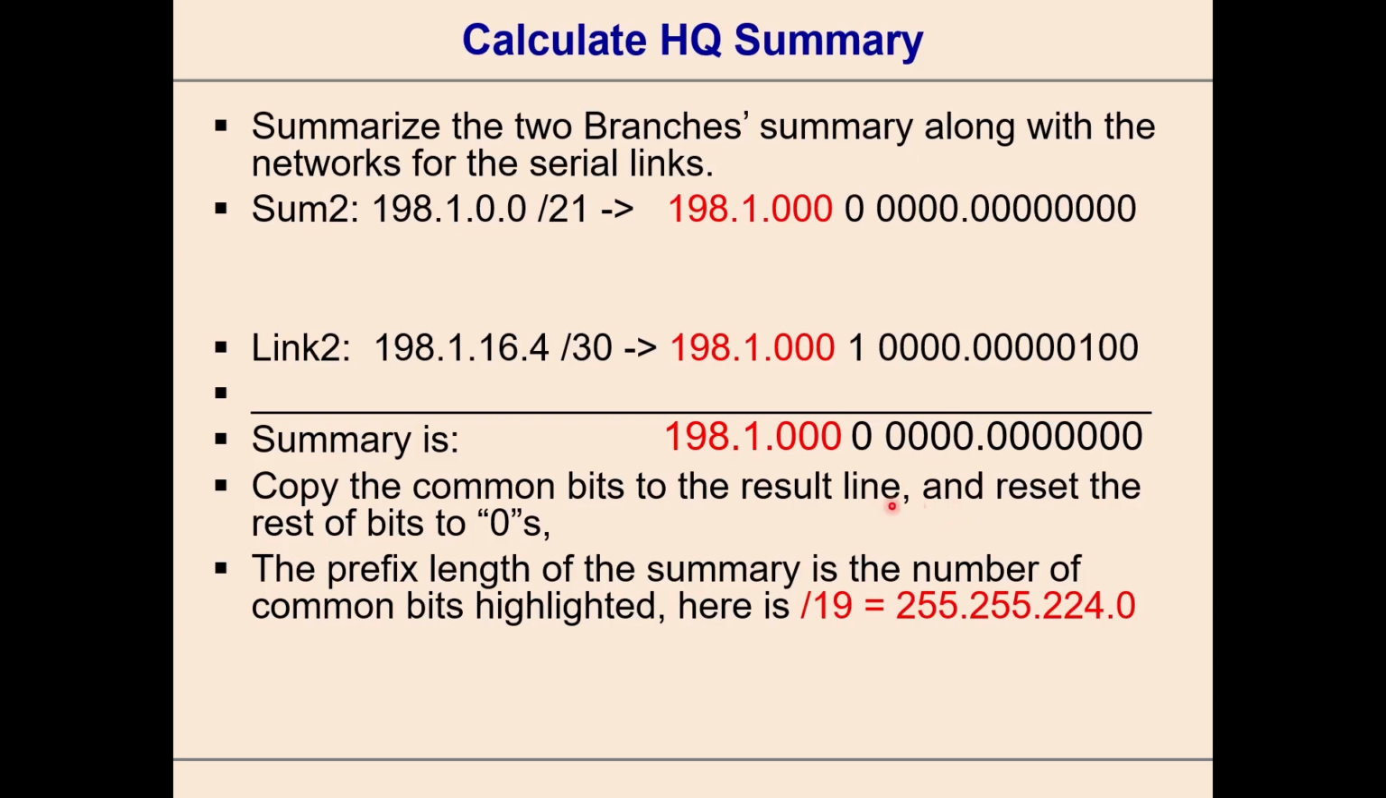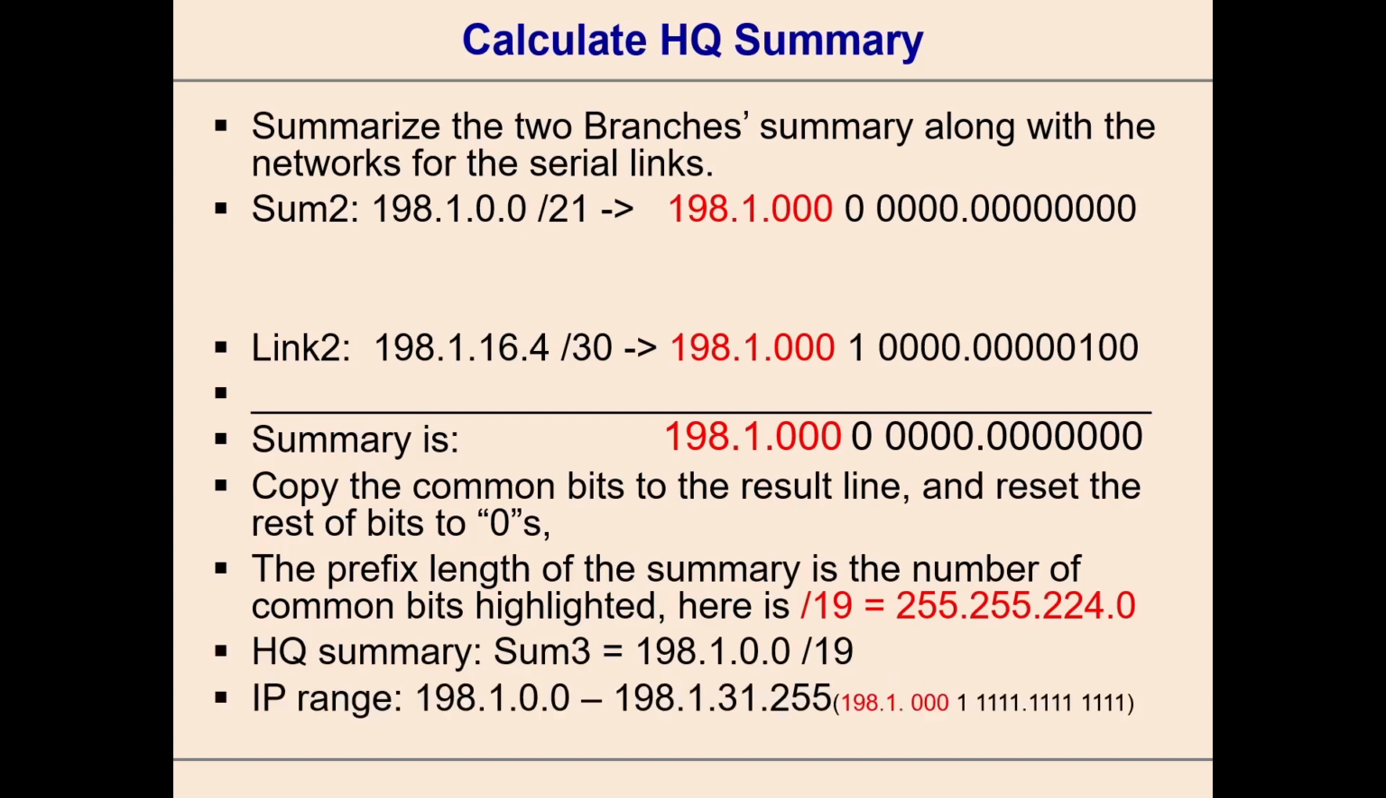Then for the prefix length, we simply count the left side matching bits. The number of left side matching common bits is first octet 8 plus second octet 8 bits. That is 16 plus 3 bits matching in the third octet. In total, that's /19. This is the prefix length for the summary network. Write it into subnet mask. That is 255.255.224.0.